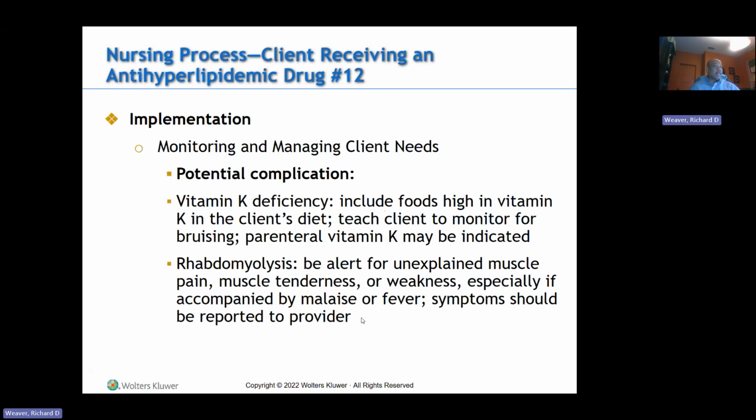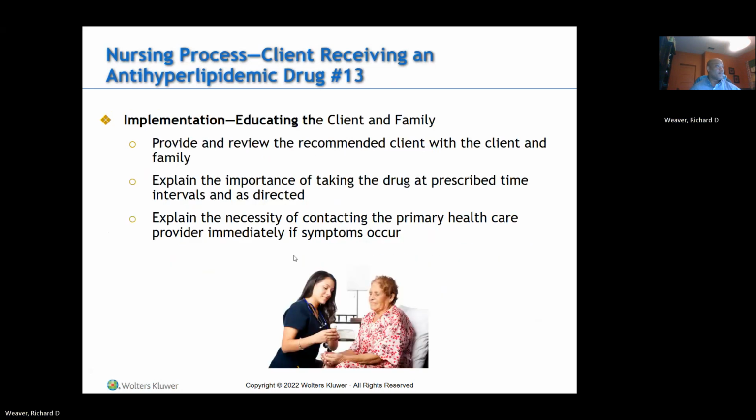Rhabdomyolysis: be alert for unexplained muscle pain, muscle tenderness, or weakness, especially if accompanied by malaise or fever. Symptoms should be reported to the provider. As I keep telling you, this could be a pretty big one regarding your antihyperlipidemic medications. It's all about the muscles and the liver and so forth.